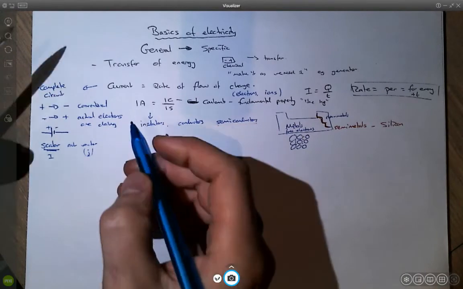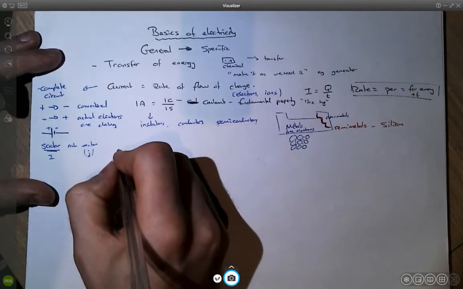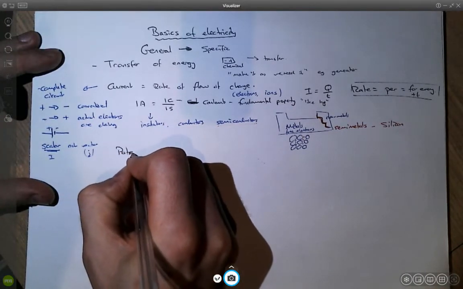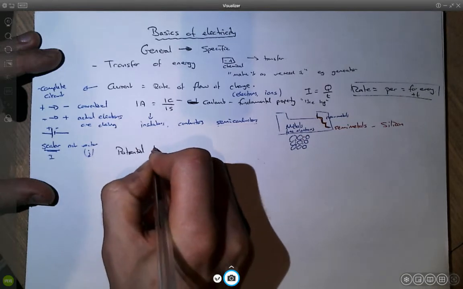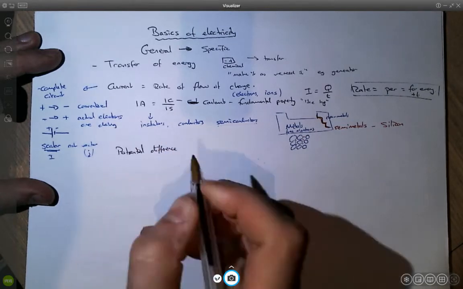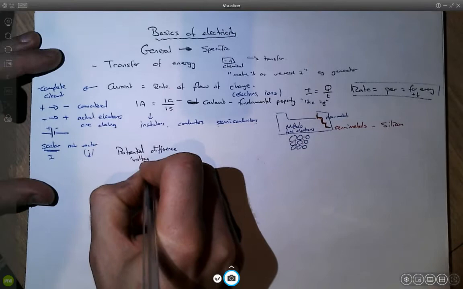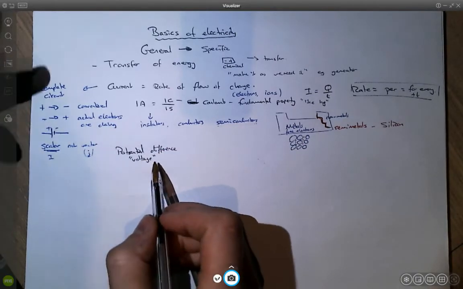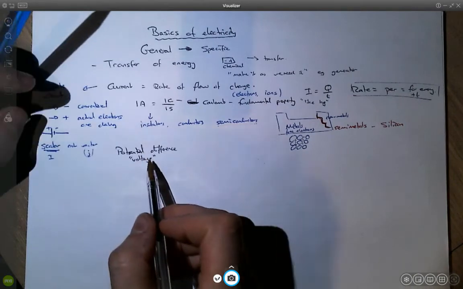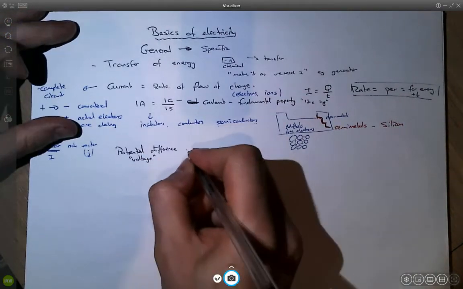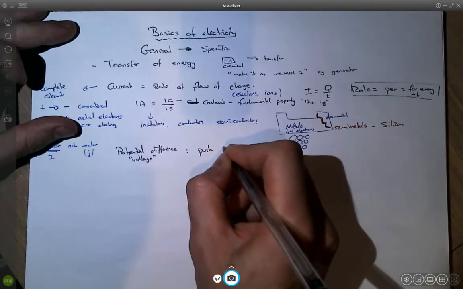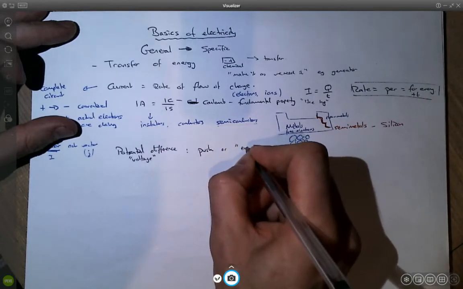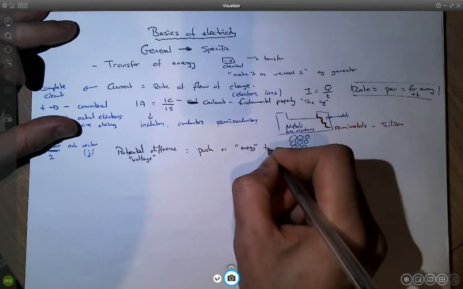So this is current. The next thing we are going to talk about is potential difference, which is the formal or the scientific name for voltage. Voltage doesn't really mean much, even though we will use it all the time. I use it, but we should be talking about potential difference. And what is this? This is the push, or it's the energy to make the electrons move.